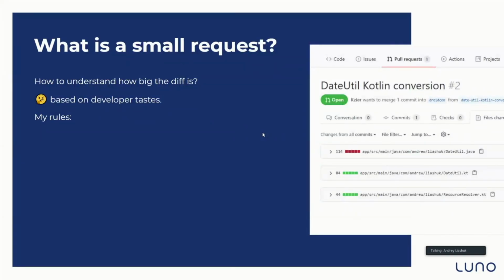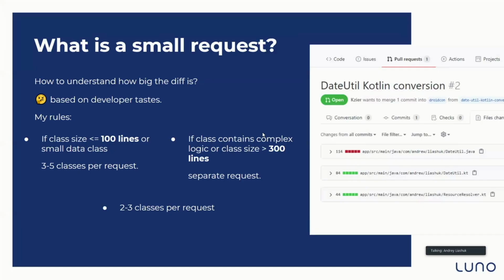But what is a small request? How to understand that your request is small enough? Actually, this is a good question, and I think it's based on developer taste. But personally, I have a few rules. If class size is up to 100 lines, or this is a small data class, then 3-5 classes per request is fine. If a class contains complex logic, or class size is more than 300 lines, better to create a separate request. In other cases, 2-3 classes per request is also fine.